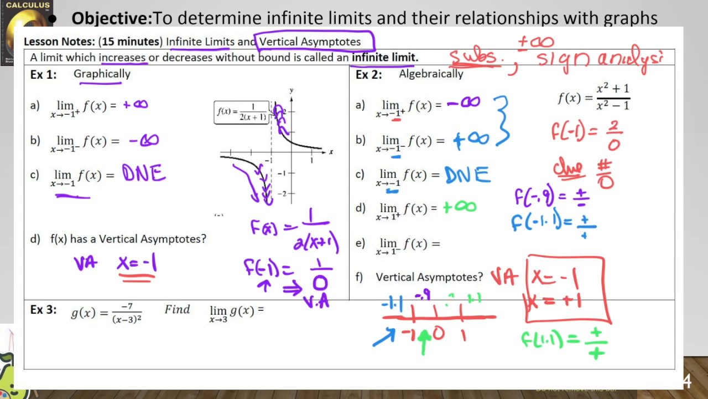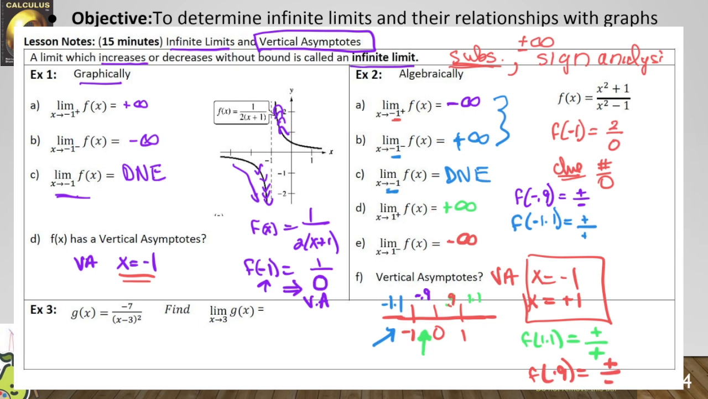All right, now we're looking at 1 from the left. You know what? Let's use positive 0.9 this time. So positive 0.9. And when I find f at 0.9 using a sign analysis, it is positive over a negative, which tells us we will head down the asymptote.